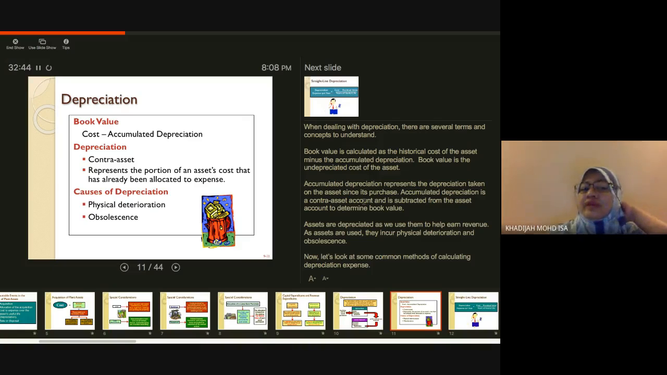So it represents the portion of asset cost that has already been allocated to expense, right? So why do we provide depreciation? Because of physical deterioration, or obsolescence. So that's why you have to take into account the net book value of the asset, by looking into the accumulated depreciation, right?